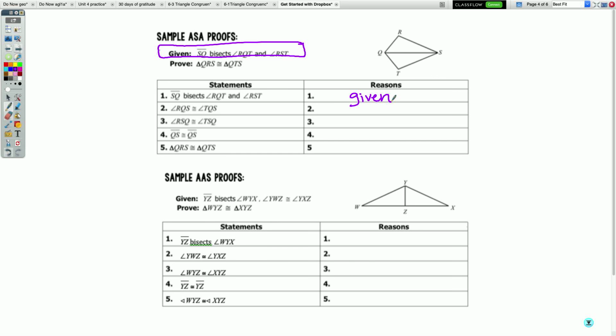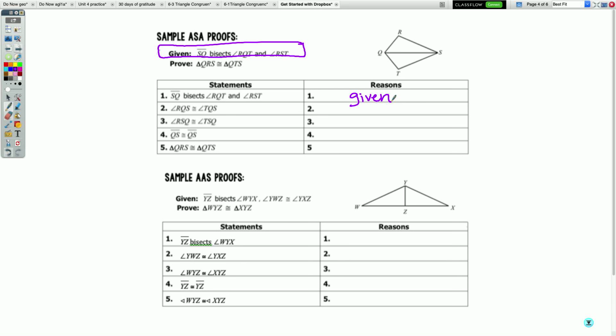Okay, we have a different vocab word there. Bisector. Anyone remember what a bisector does? Yeah, bisector is to do what? Cut them in half. And it makes 2. Yes, we're going to cut it in half. So SQ is bisecting both angle RQT and angle RST. That means it's going to split one big angle into 2 different angles.